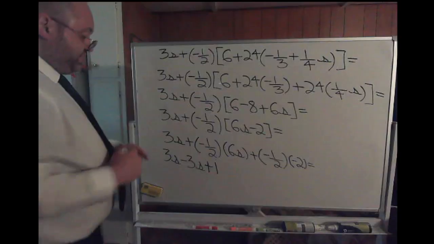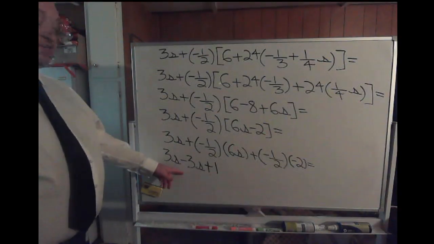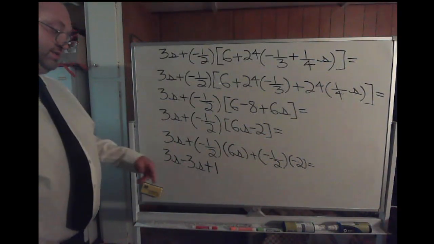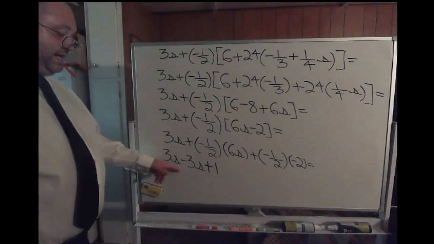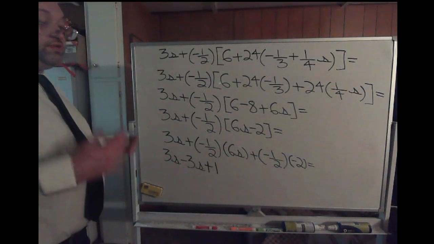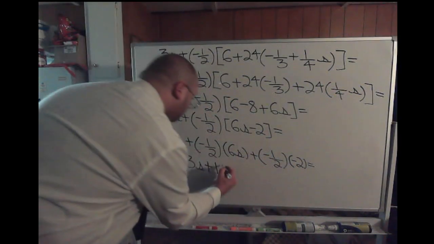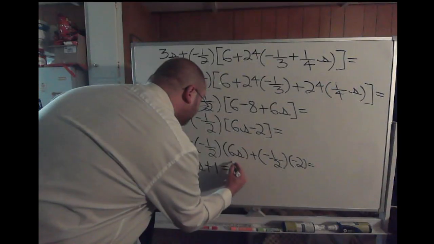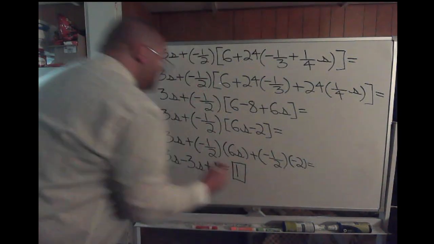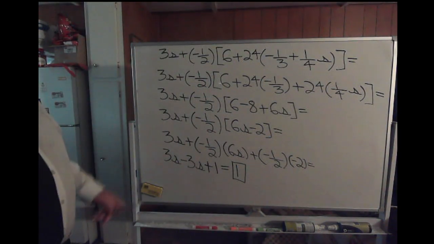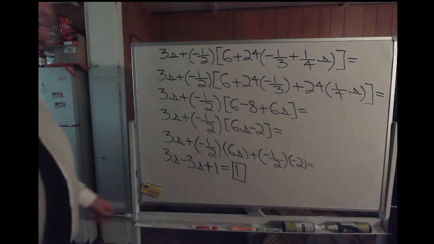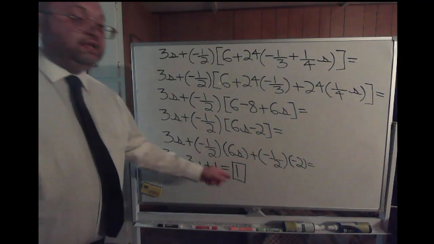So now we just gotta do the like terms and solve, and we'll get our answer. So you have 3s minus 3s plus 1. Well, 3s minus 3s is 0. You're literally just going to get 1. So all that work just to get an answer of 1. Yes, you can literally do all that work and just get something like that.